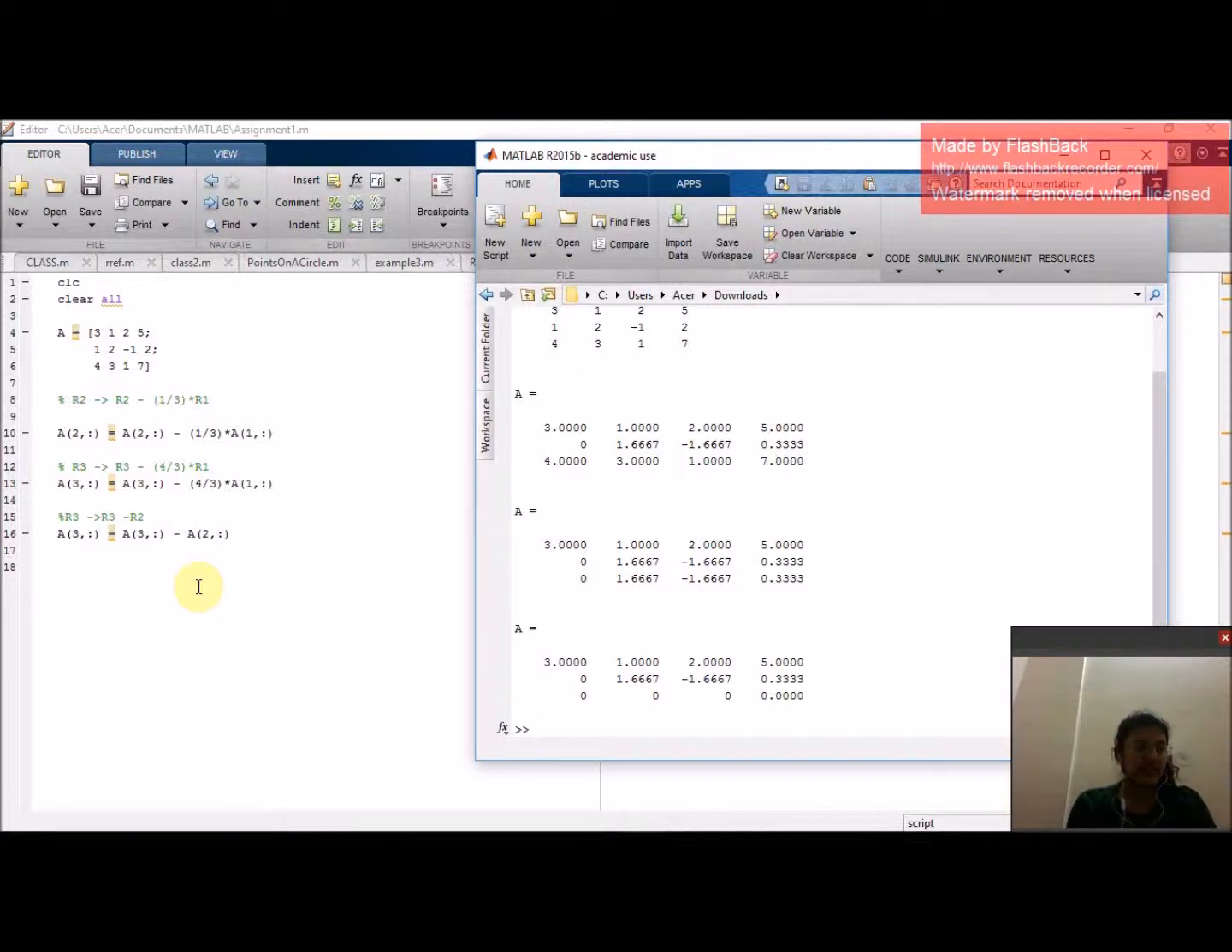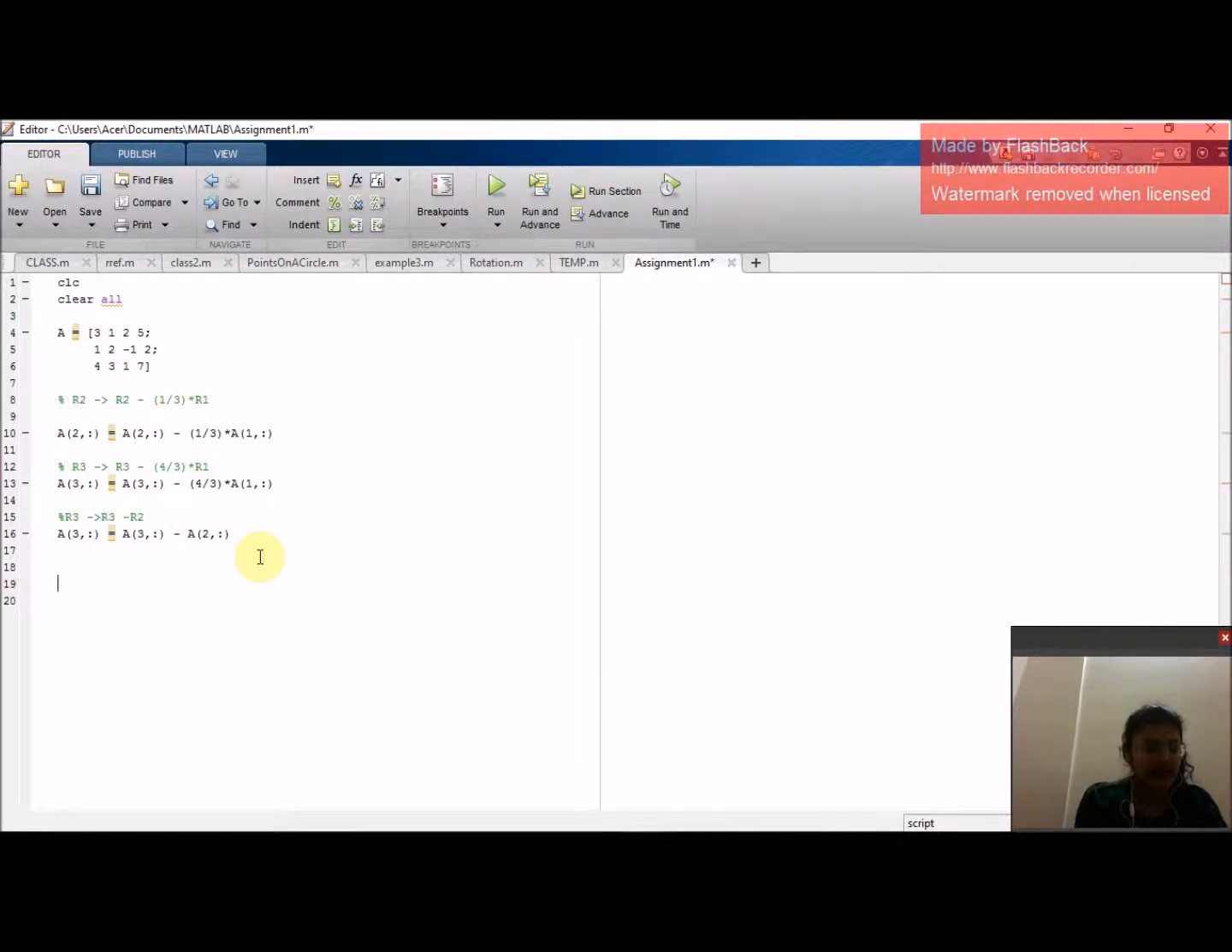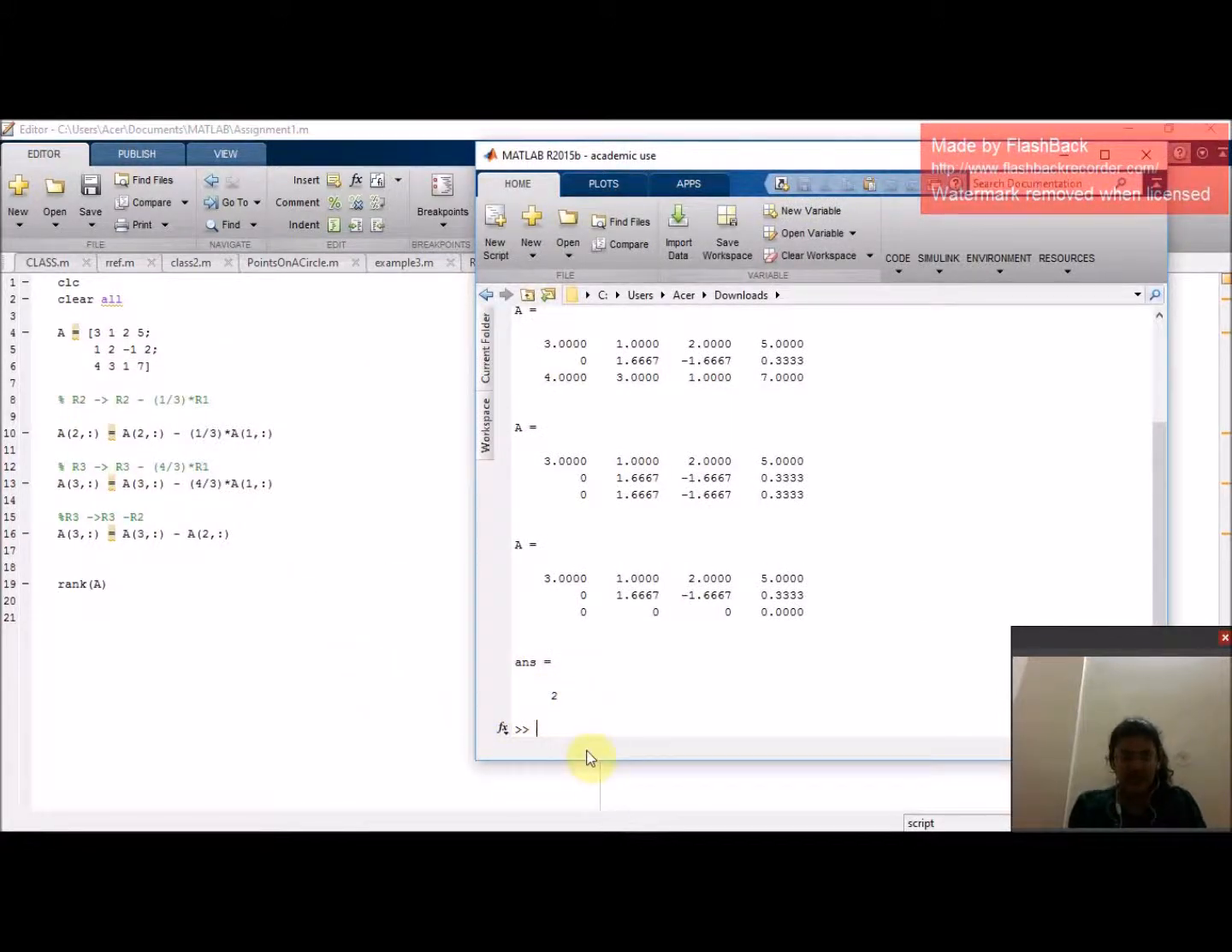So the rank is the maximum number of linearly independent rows or columns in a matrix, which is also equal to the number of pivots in the row reduced form. So over here we see we have two pivots, which means that the rank is supposed to be equal to 2. So we can also check that using the rank function in MATLAB. So if we run this, we see that the answer is 2, which cross checks and confirms that the number of pivots is equal to the rank of the matrix. The end.